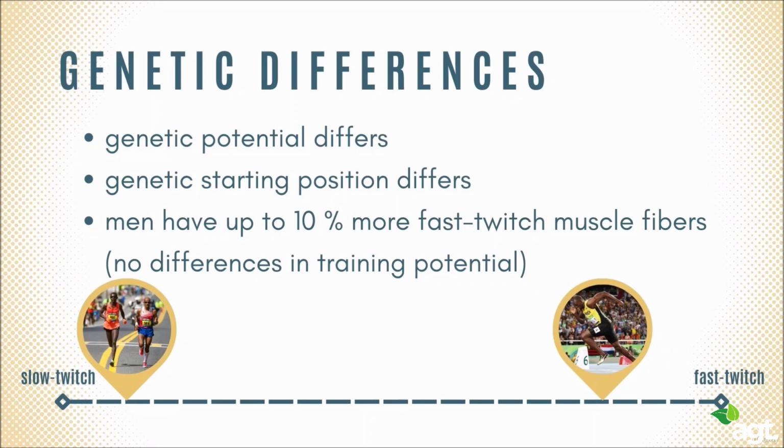But overall, men have up to 10% more fast twitch muscle fibers than women, though there is no difference really in training potential. The spectrum here shows Usain Bolt, who's obviously more on the fast twitch side, and marathon runners that are more on the slow twitch side of the spectrum.